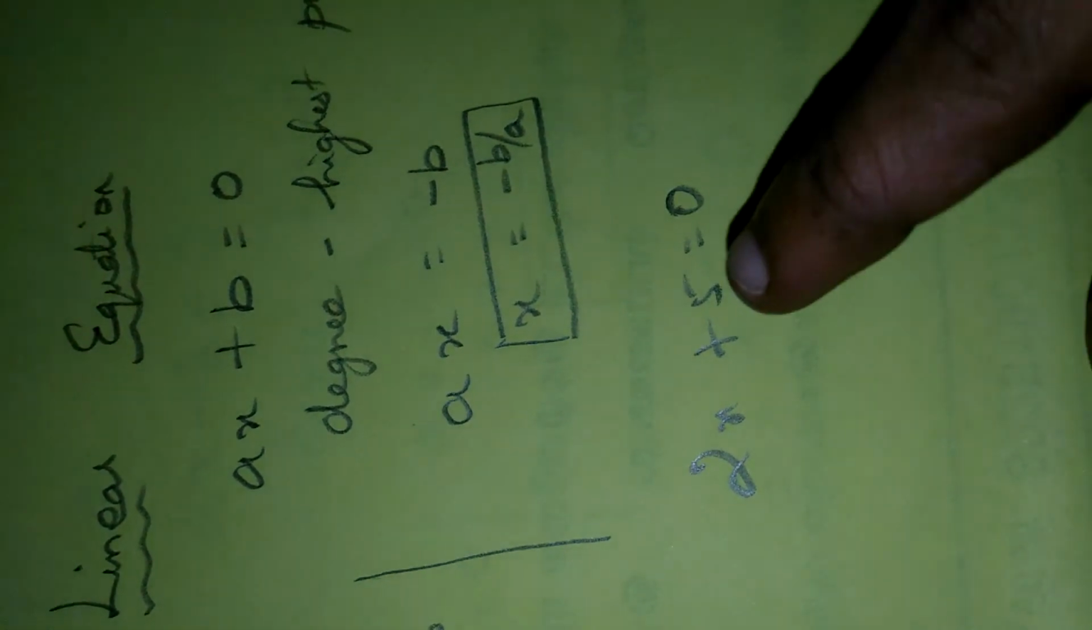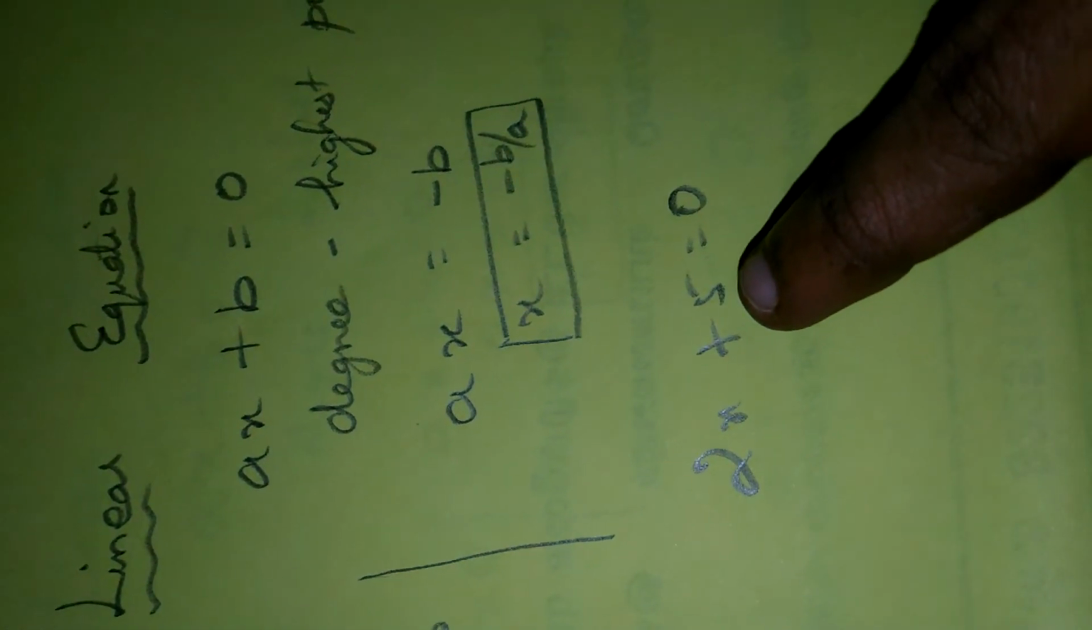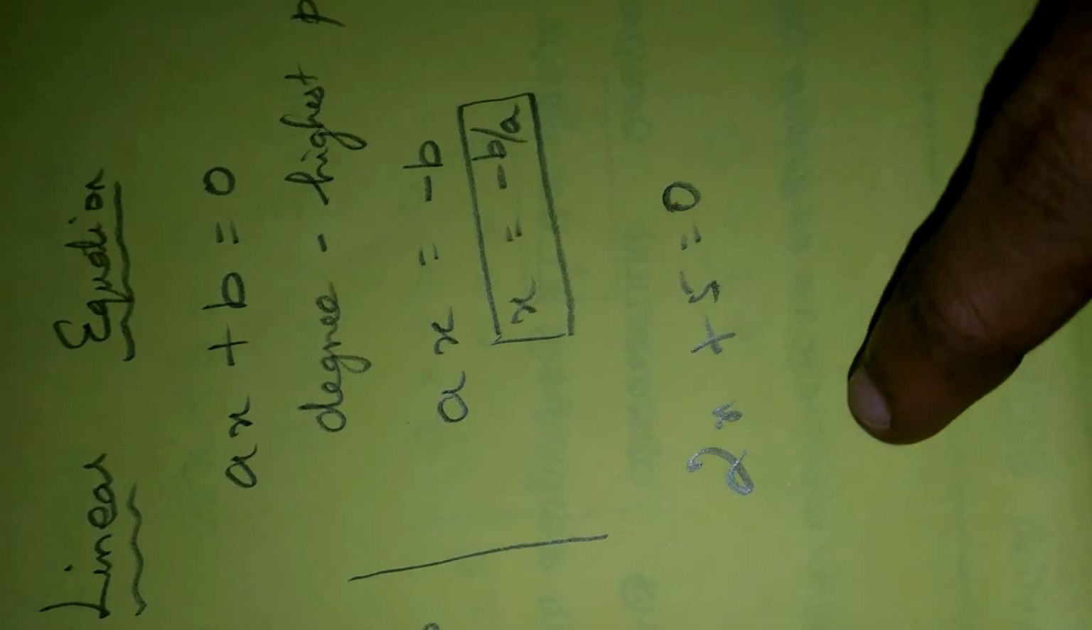Minus b by a is the solution. Here b is 5 and a is 2. So the solution of this equation is minus 5 by 2. Can we solve it here? 2x equal to minus 5 and x equal to minus 5 by 2. So this is the solution of this equation.